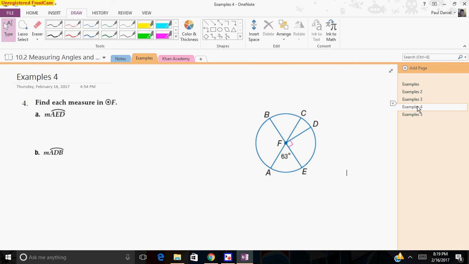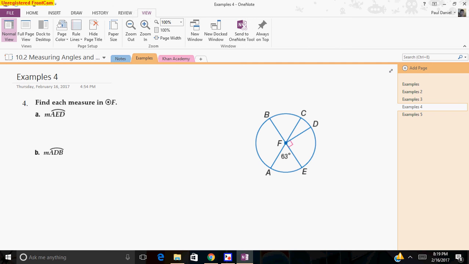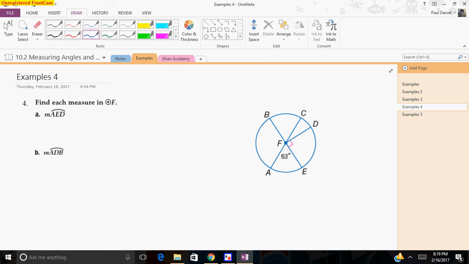Okay, hope you feel good about that one. Example 4. I want to find the measurement of these various arcs in this circle. First one I want to find is AED. So I'm going to follow it around. Remember how I told you earlier, some minor arcs we do use 3 letters to discuss.